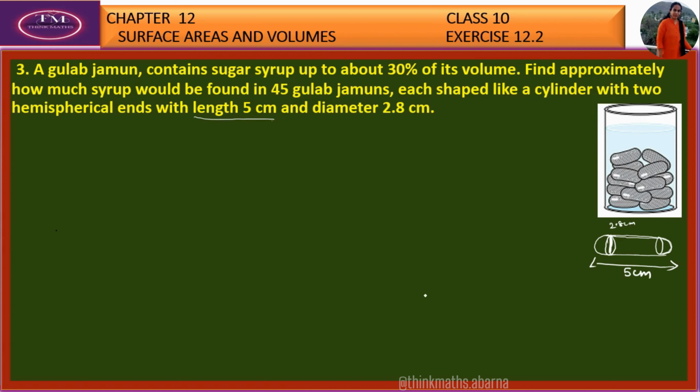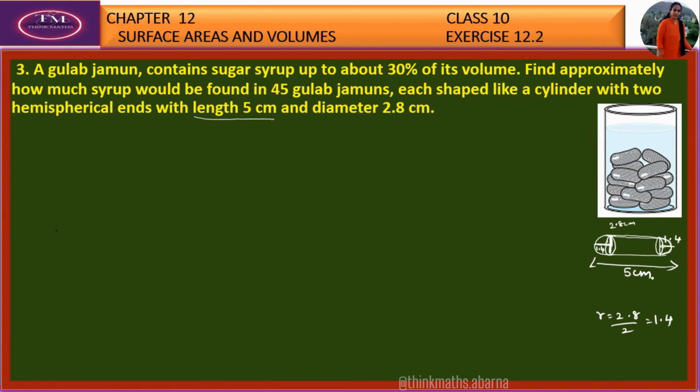So what will be the radius? Radius will be 2.8 by 2, which is 1.4. If we take the center point, this line will be the radius. From this center point, if I draw a line in this way, this will also have the value 1.4. So the height of this hemisphere is 1.4.